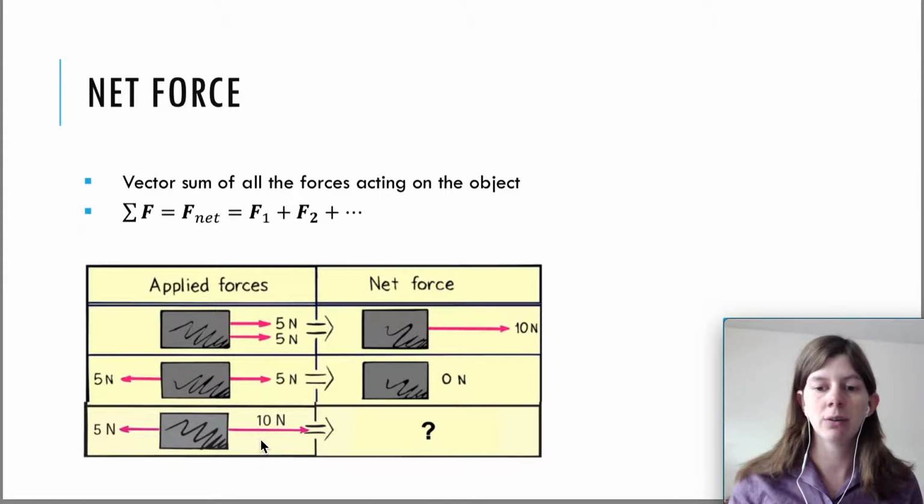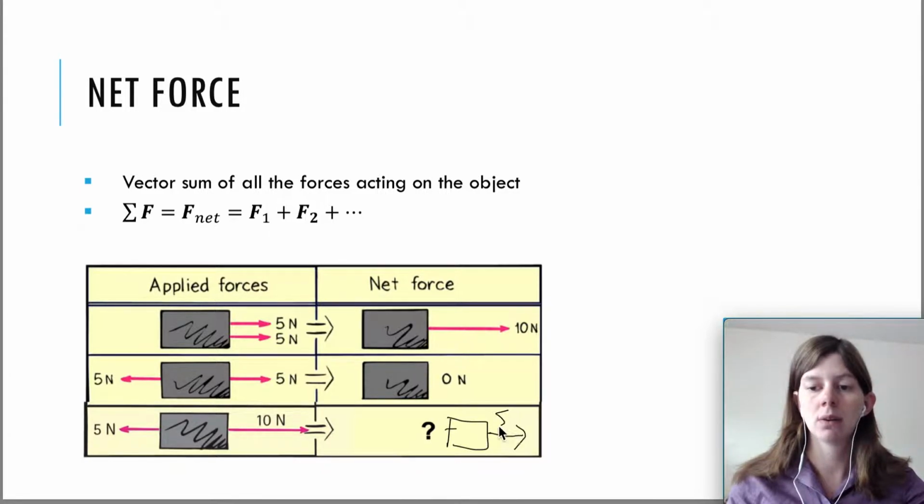And then the last one here, you have 10 newtons to the right and 5 newtons to the left. What's the net force? If you say 5 newtons, you're only half right, because remember that forces are vectors, so you need to specify a direction. It would be 5 newtons to the right.